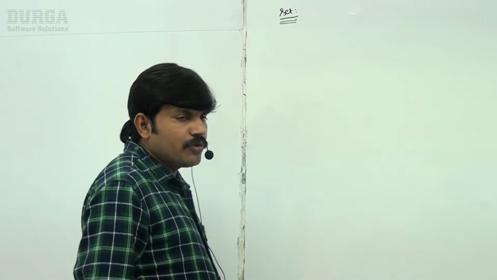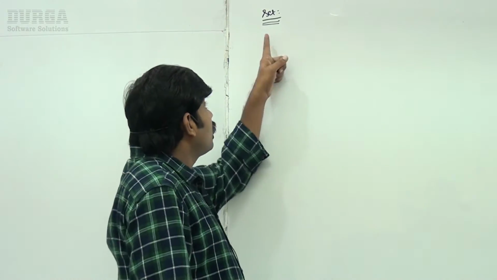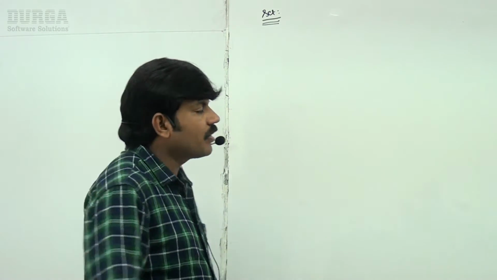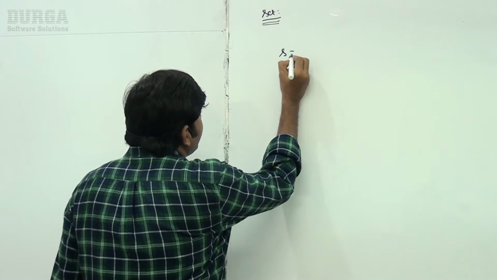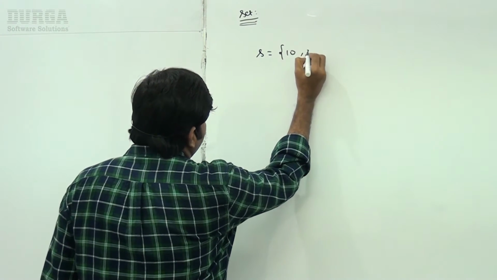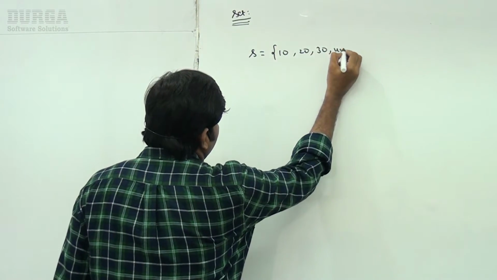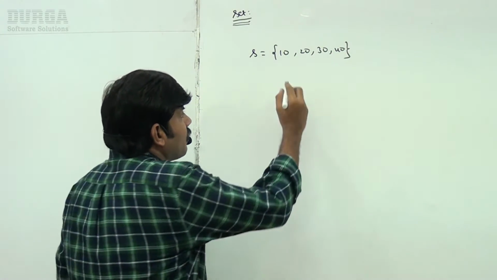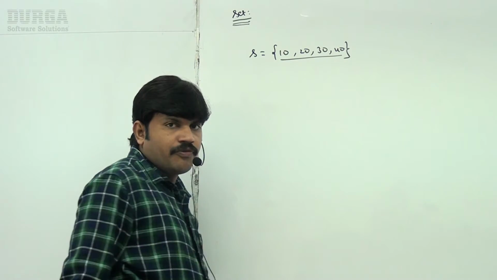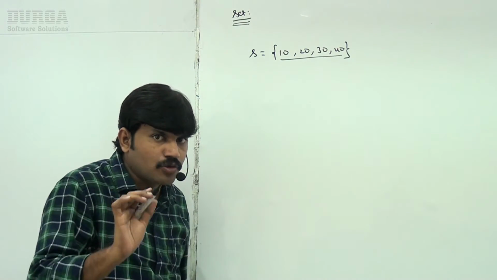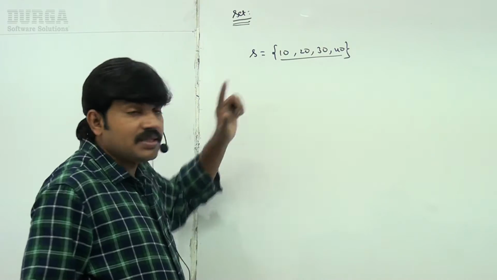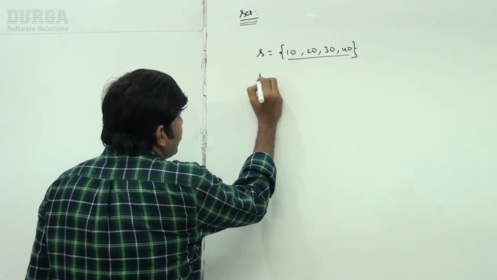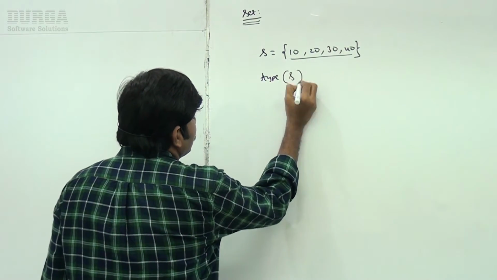So if you don't want duplicates, and you don't want to worry about order, then we have to go for what? Set concept. How can you represent it, sir? Very simple. 10, 20, 30, 40. Within curly braces, you have to represent a group of values. Now it is a set. How can you prove it is a set? Very simple, sir. type of ys.